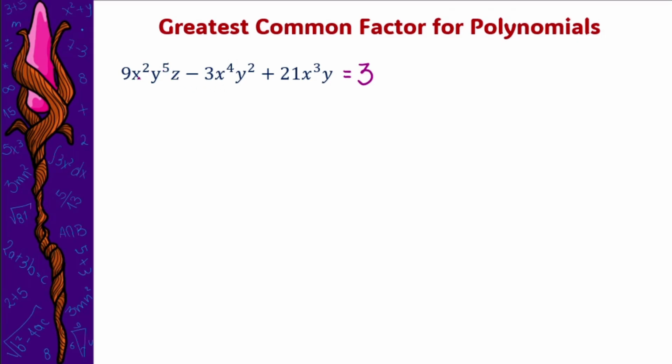Let's check the letters. X is present in all of them, and the smallest exponent is the 2, so we would put the 2 here. And let's see what happens with y. It is present in all of them, so we still put it, and the smallest exponent is this one, is 1. So we leave it as 1. And z, notice that it is just in the first term, so we cannot include it. It's not common for all of them. And then we open parentheses.